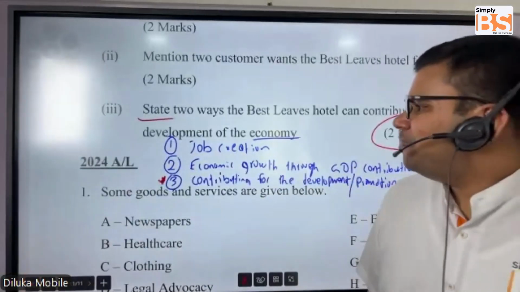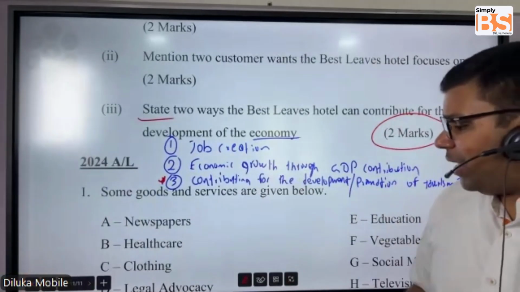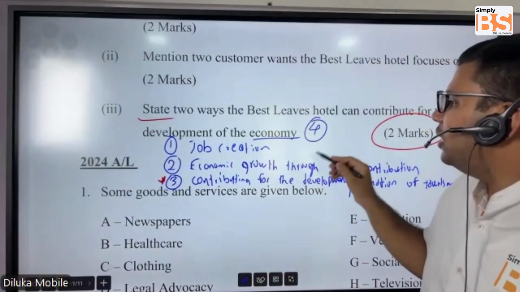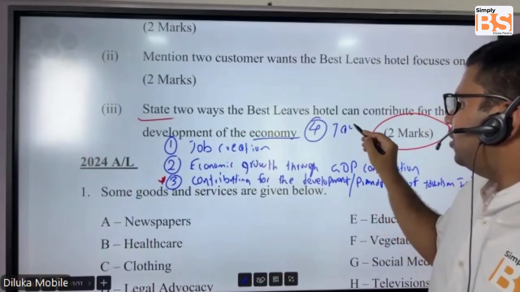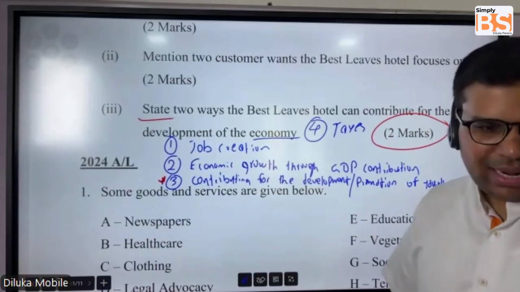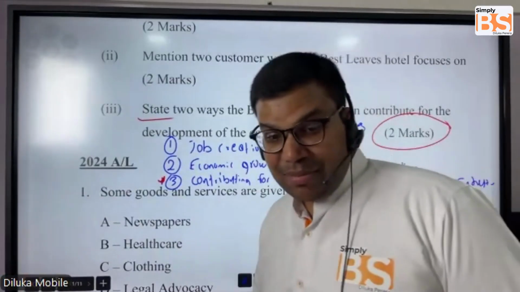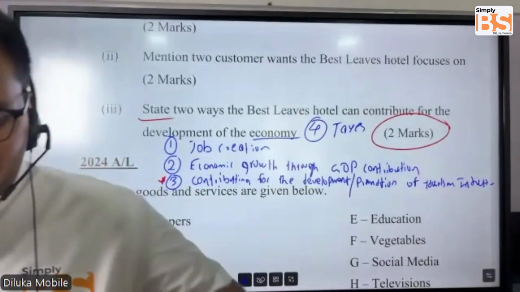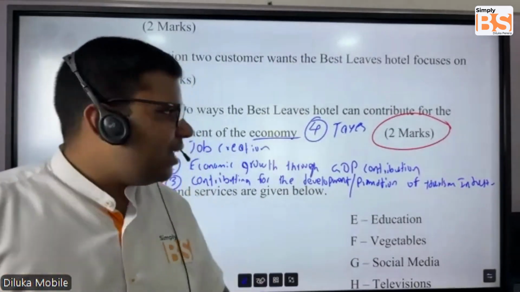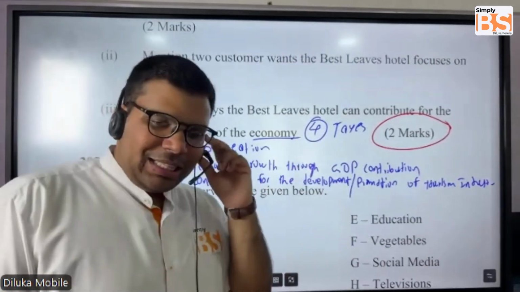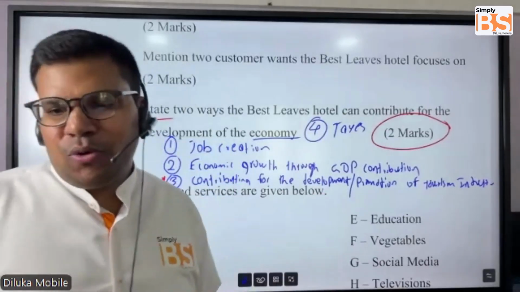Students, on top of that, we can write another answer point. Answer number 4, taxes. Through taxes, Best Leaves Hotels will make profits. Why? A lot of customers are coming in, a lot of revenue is being generated, and from that they are paying taxes to the economy. That is another way a business could contribute to the economy.